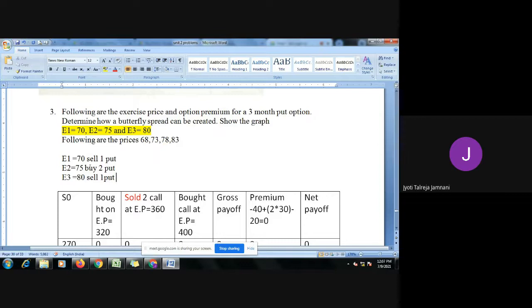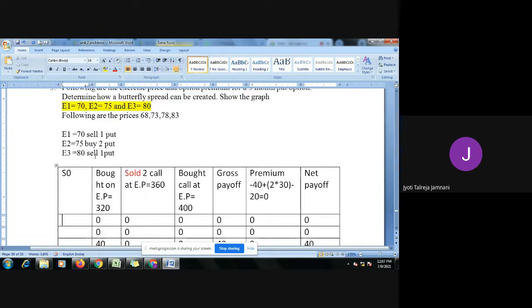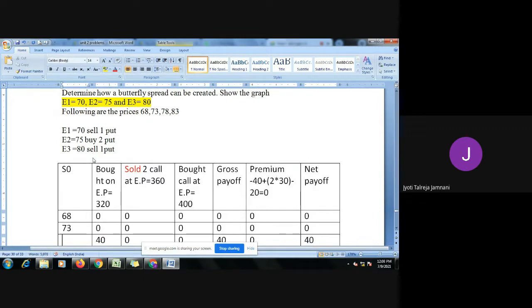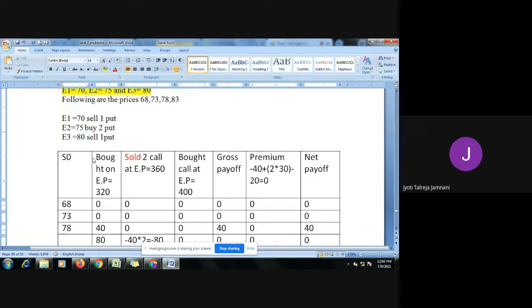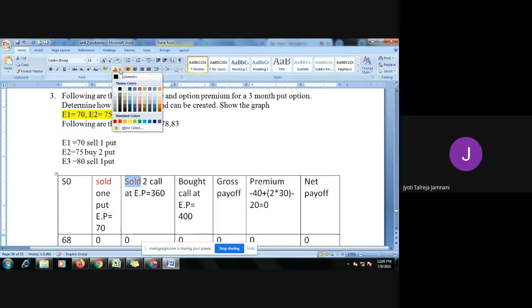The other one also you can see the prices they have given are 68, 73, 80, 78, and 83. So the four prices. What we have done is we have sold one put at an exercise price of 70. Because I'm selling, I'm making it highlighted as red. I'll tell you the reason for it.